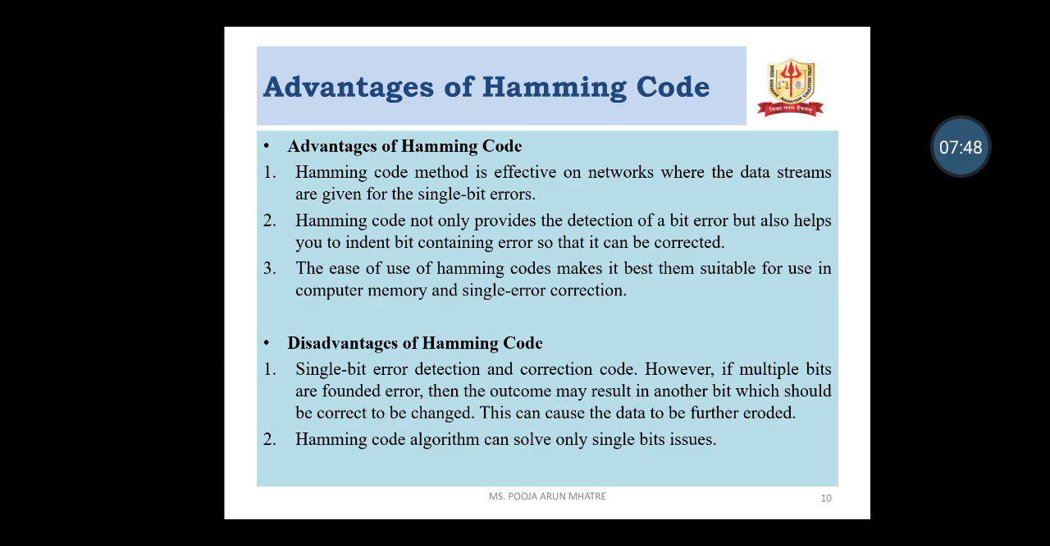Disadvantages of Hamming code. It is a single bit error detection and correction code. However, if multiple bits are in error, then the outcome may result in another bit which should be correct being changed. This can cause the data to be further eroded. So Hamming code algorithm can solve only single bit issues.